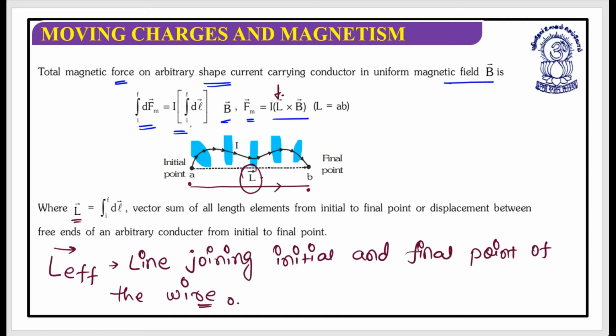It is the L effective, that means it is the line joining the initial position to the final position of the wire. I hope this is clear. Is it clear? Are you sure? Great. Now this is just the magnitude of the magnetic force.